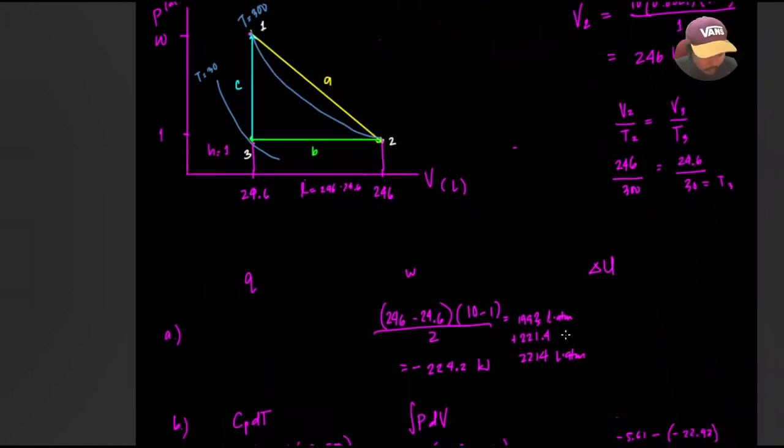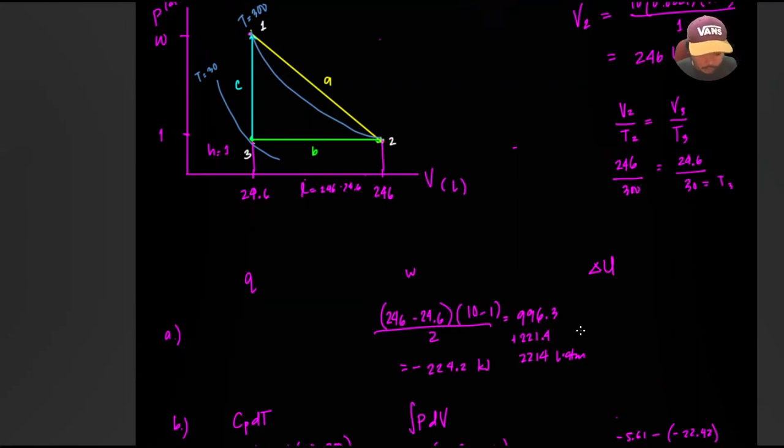Kasi medyo mataas siya eh. Masyado kasi mataas itong 224 kilojoules. Let me double check my values, class, now. Wait lang. Minus 24.6 times 9. 1992.1. Ah, okay. Hindi ko na-divide by 2. Kaya pala. So, I forgot to divide this by 2. So, this should be just 996.3 kasi BH over 2 nga pala.